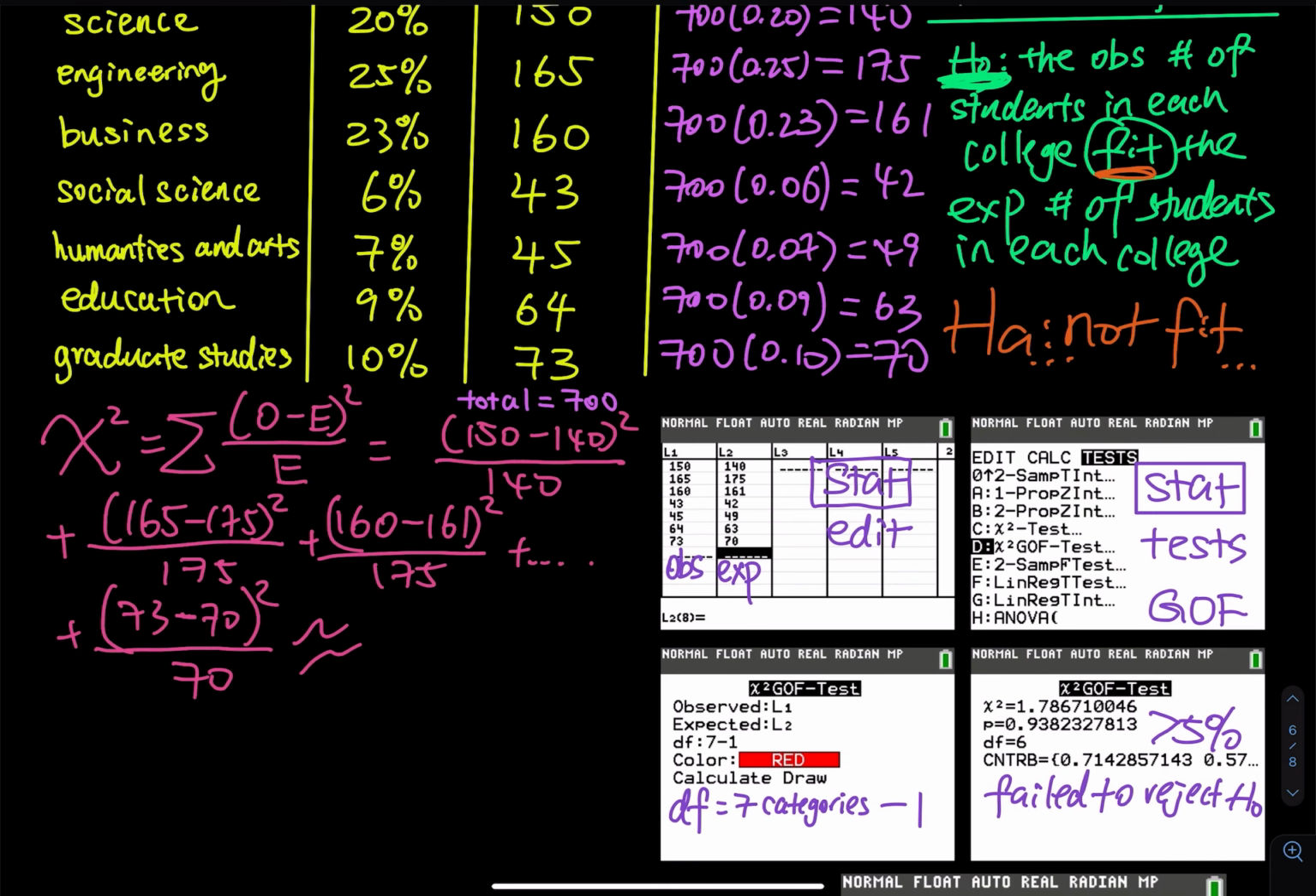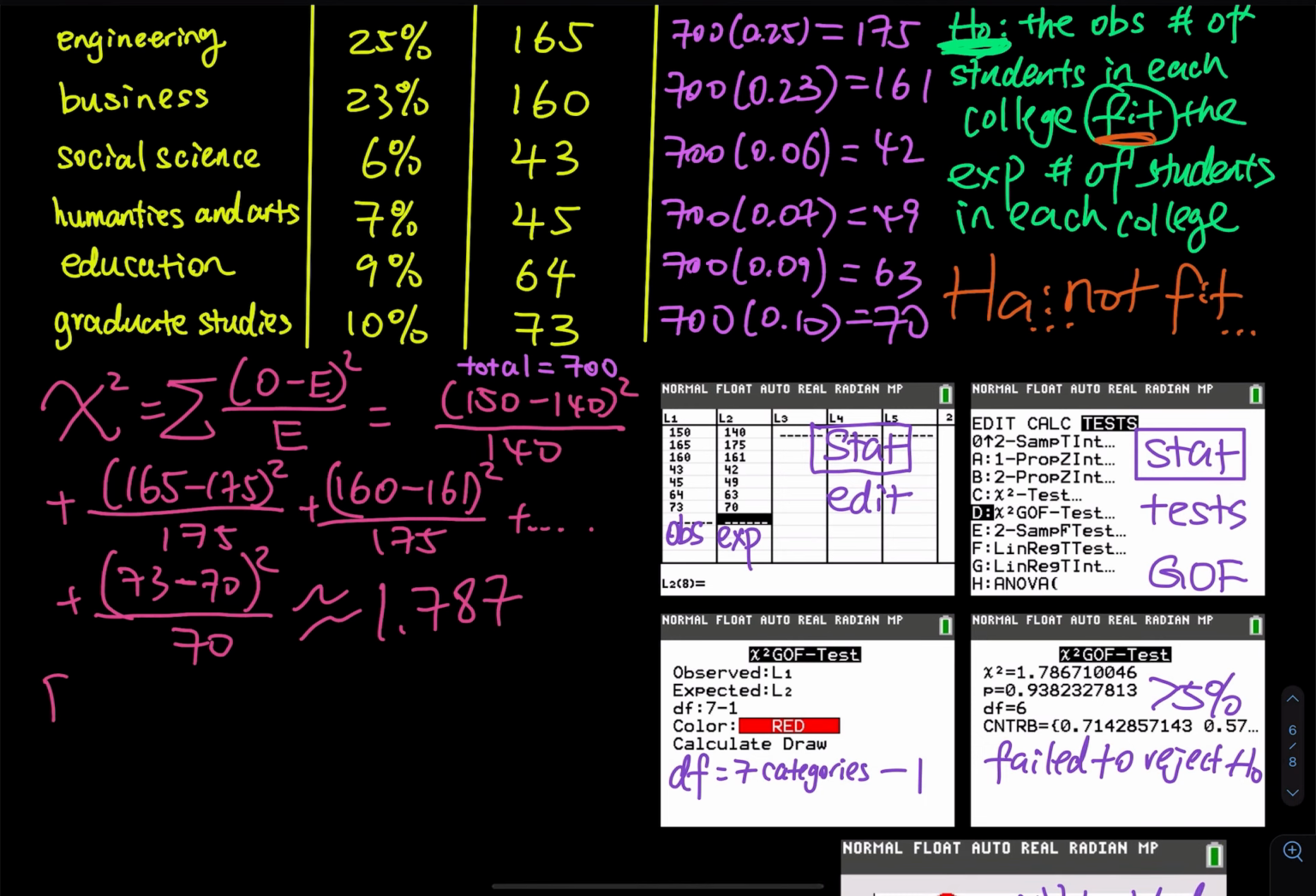All right. And then the color, pick any color you like. So once you click calculate, they will bring you to the home menu. So the chi-square is 1.787. So you don't need to calculate these long expressions by hand. And then the p-value is pretty large. So p-value is approximately equal to 0.9382. That is certainly greater than 5%.